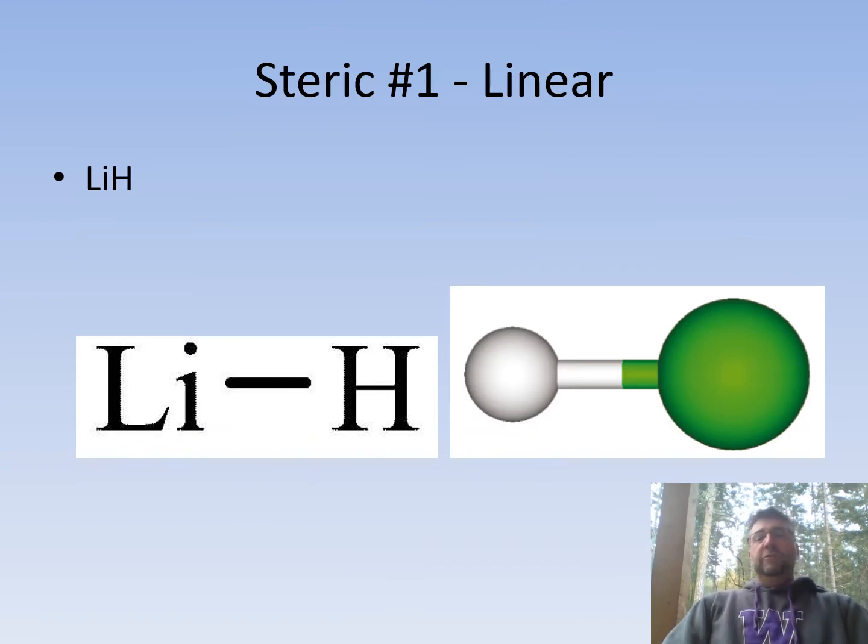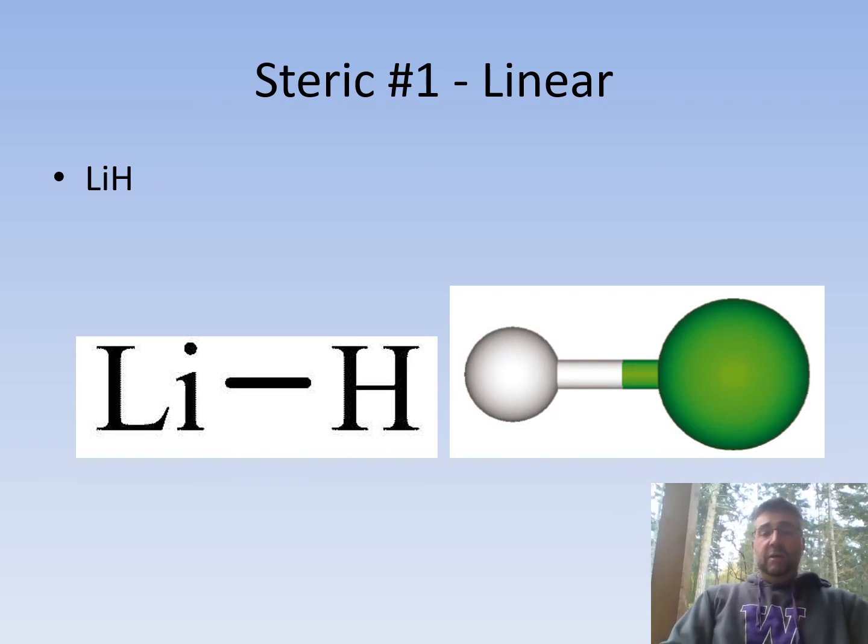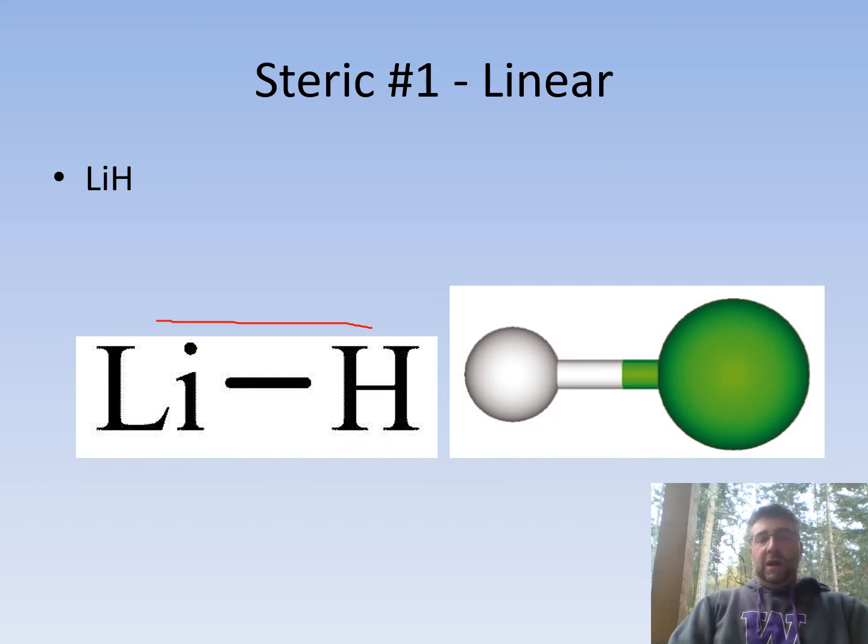Okay, so let's start with the simplest example, and that is steric number 1. Now that's not on your chart, but it's pretty simple. If things are going in just one direction in space, it's going to be linear. It's going to make a line. So for instance, an example of something with a steric number 1 would be lithium hydride, or LiH. The lithium is just going to make a straight line bond with the hydrogen.